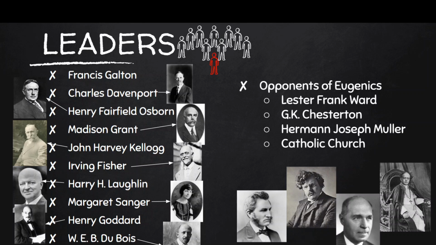Now, there were a few individuals who were major opponents, including sociologist Lester Frank Ward, author G.K. Chesterton, fly scientist Hermann Joseph Muller, who found that genealogy does not always determine your fate, but your environment may, and the Catholic Church with Pope Pius XI.